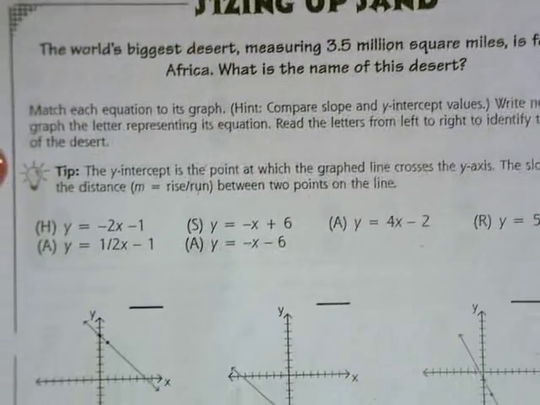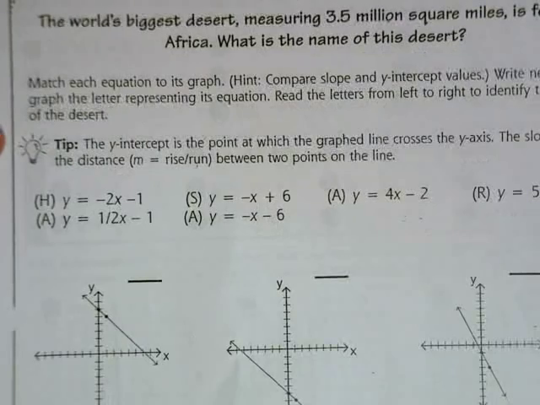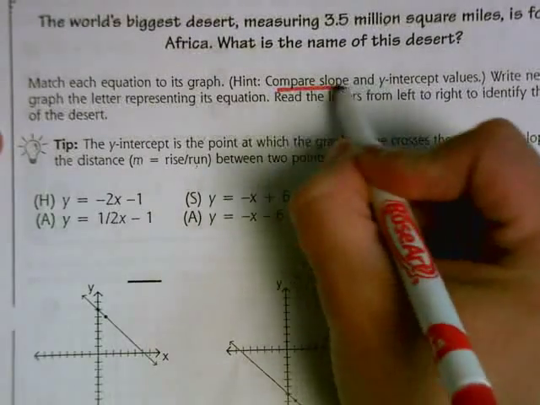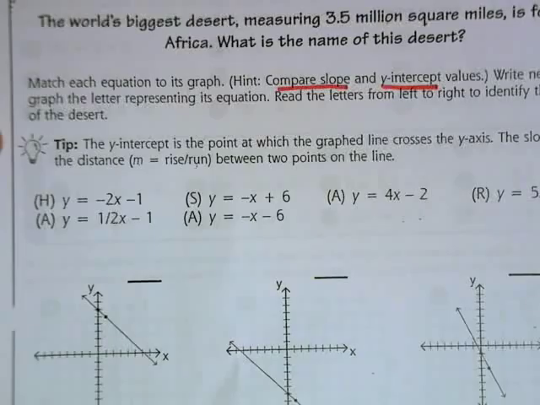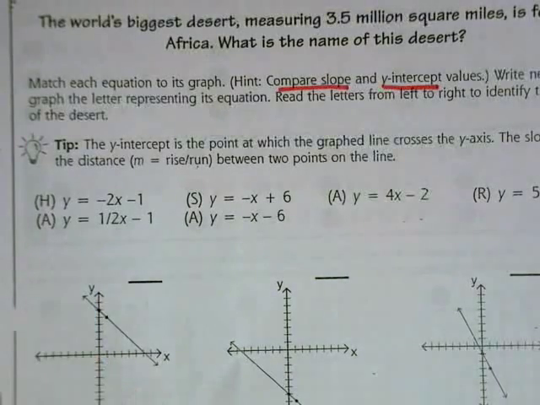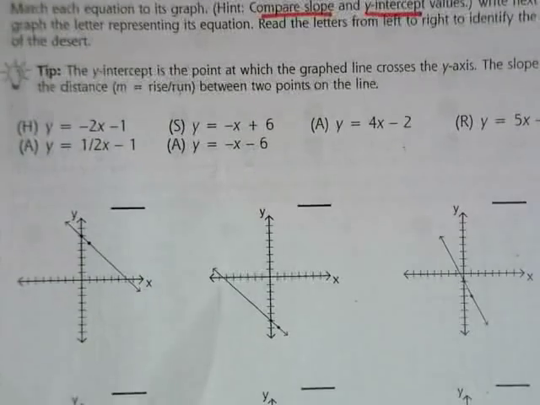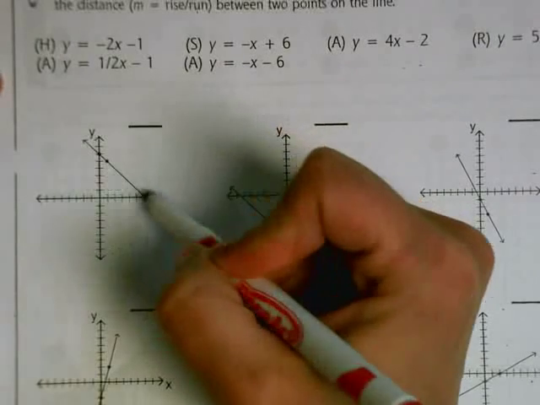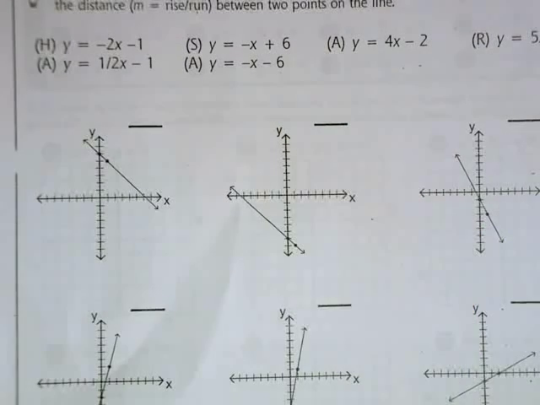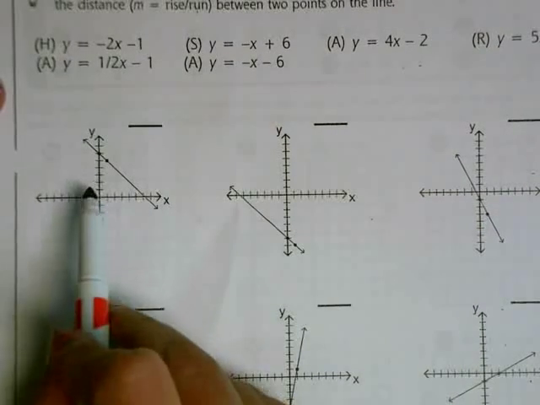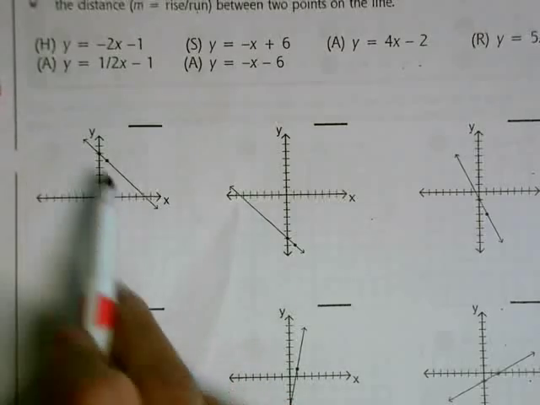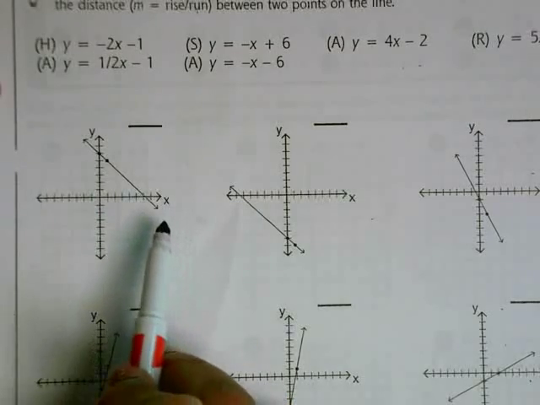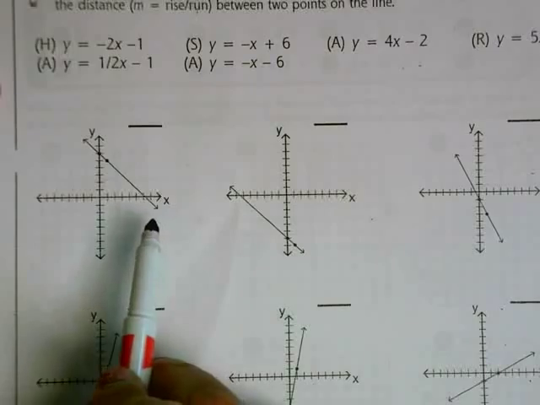So we're going to match each equation to its graph, and we're going to compare the slope and the y-intercept values so that we can look at the equation and find the graph that works, and then we'll be able to answer the question from this. So let's look at the first graph that they give us and take a look at this line. First of all, what do we notice about it? Which direction is it going from left to right? It's going downhill. So if it's going downhill, we're looking for a slope that is negative.